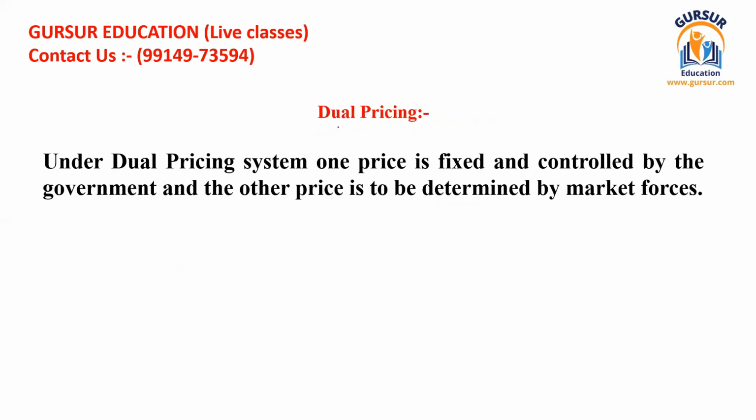The next one is dual pricing, in which some part of the pricing is determined or fixed by the government, and the next part is decided by market forces like demand and supply. So if the price of a product is 100 rupees and it follows the policy of dual pricing, that means some part of it, like 50 to 60 rupees, is fixed by the government, and the rest is decided by the market forces. This is known as the dual pricing policy.